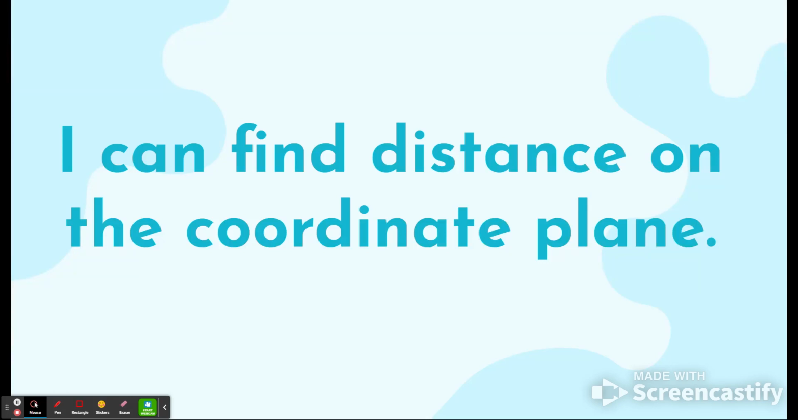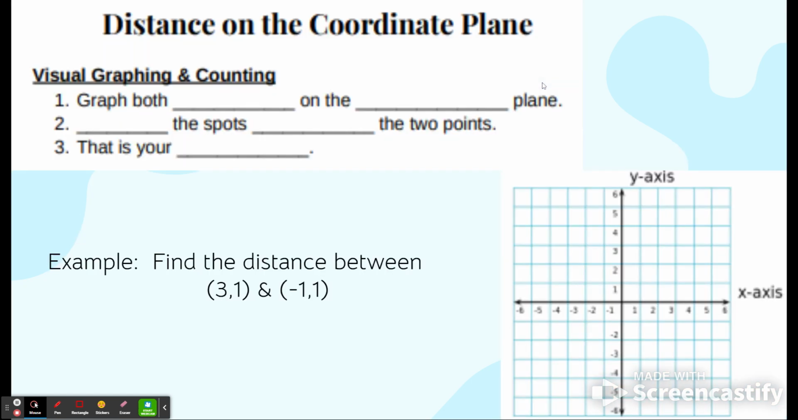Okay, now we're going to look at how to find distance between 2 points on the coordinate plane. So that's our learning target today: I can find distance on the coordinate plane. You should have a new notes page in front of you. Besides the reflection one, this should be the distance one. And the top part of it looks like this.